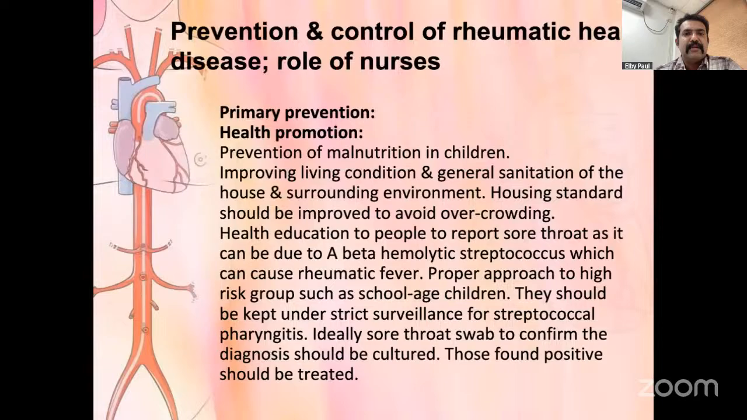Okay, prevention, first primary prevention. Health promotion, prevention of malnutrition in children, improving living conditions and general sanitation of the house and surrounding environment. Housing standards should be improved to avoid overcrowding. Health education to people to report sore throat, as it can be due to beta hemolytic streptococcus, which can cause rheumatic fever. Higher risk groups such as school-age children should be kept under strict surveillance for streptococcal pharyngitis. Ideally, a sore throat swab should be cultured to confirm the diagnosis. Those found positive should be treated.